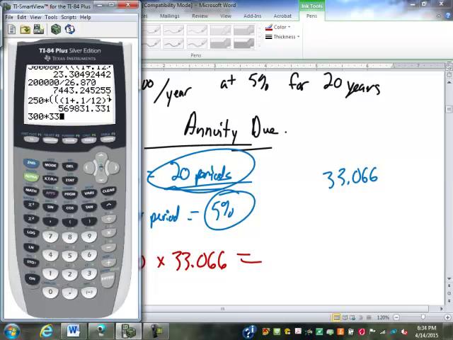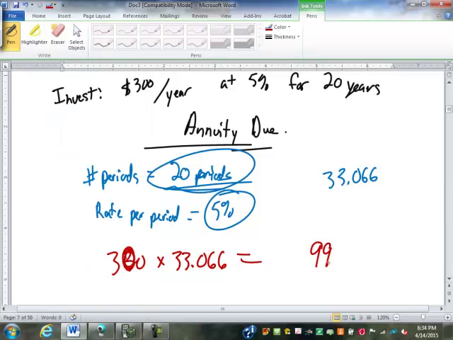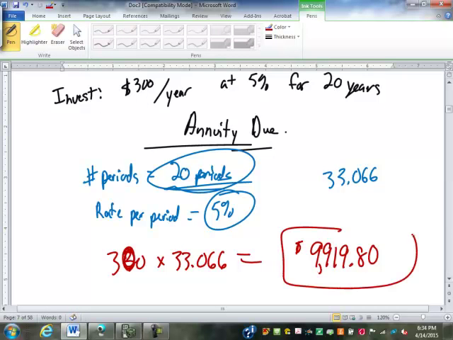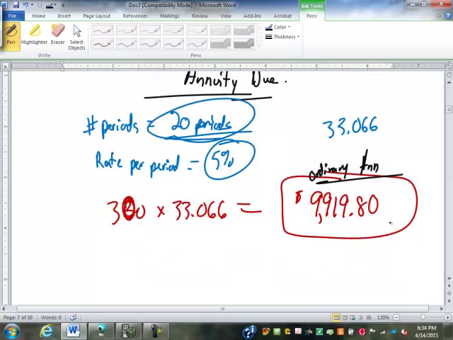Times 33.066. Little hamster went home for the night a while back. It's giving us $9,919.80. That's the amount. But this is the amount of an ordinary annuity. We want an annuity due, so what are we going to do with that?